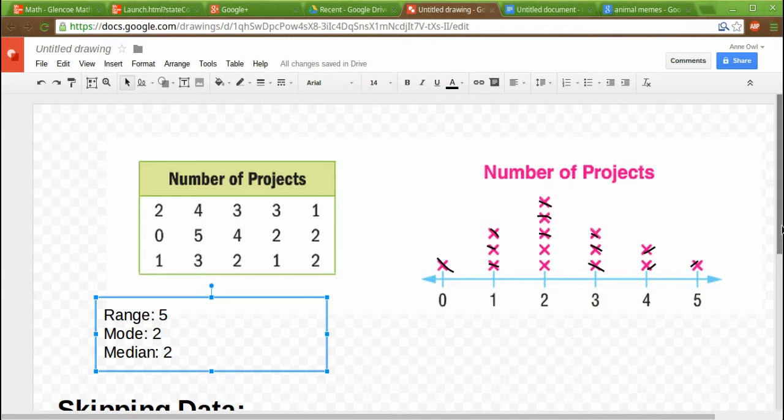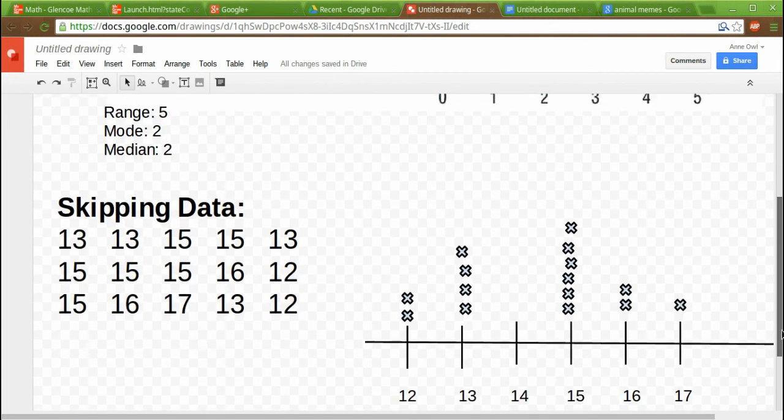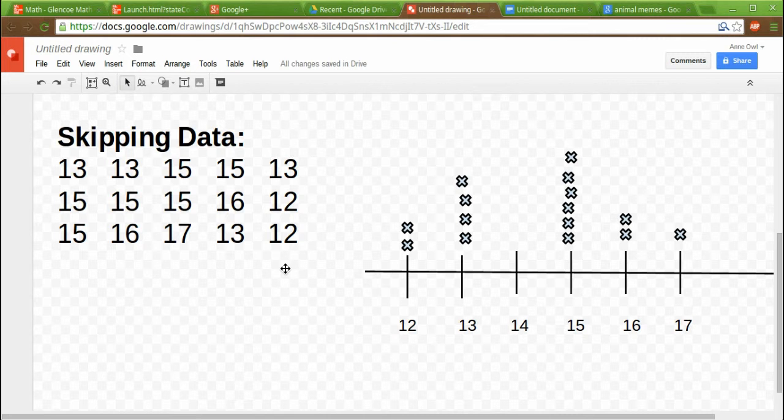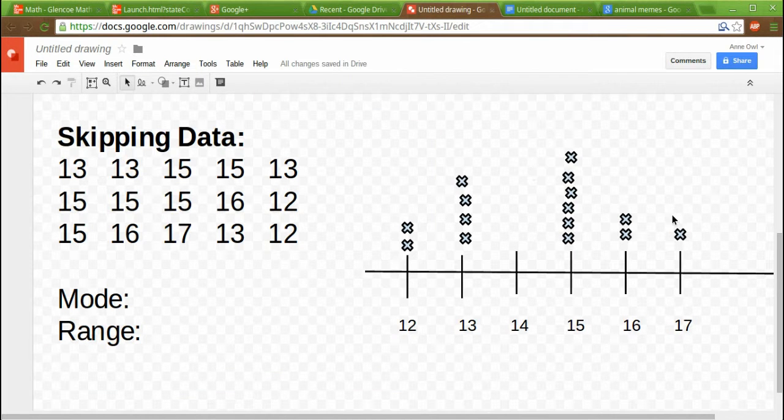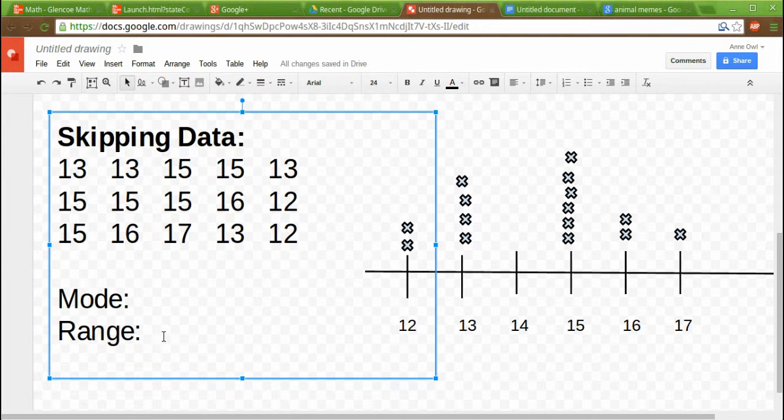So let's do another example down here. My mode and my range are always very easy to find with line plots. The fastest someone went was 12 and the slowest someone went was 17. So my range here is going to be 5. And my mode, the number that occurred most often, is 15. It's so easy to see with a line plot. Isn't that awesome?